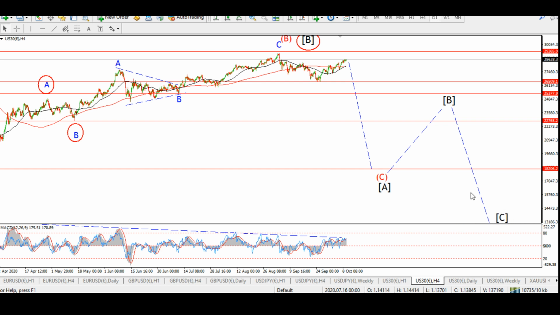But right now, it is looking like we're really at the upper end of what we should expect in any second wave retracement.